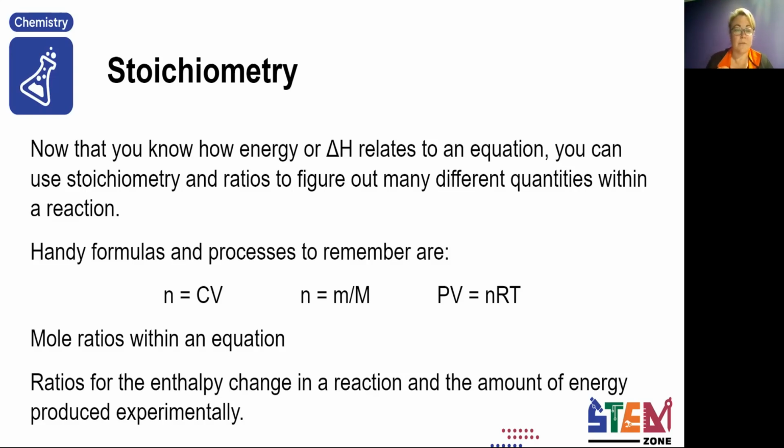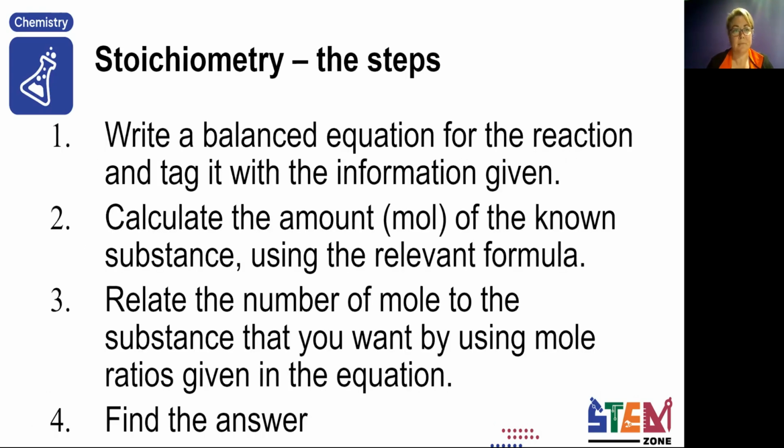But the formulas that you need are: number of moles equals CV, number of moles equals mass over molar mass, and controversially, PV equals nRT. The other one could be number of moles equals V on Vm, so volume over molar volume. That also is a good one for gases. You'll need to know about mole ratios and obviously your enthalpy changes if required for that question.